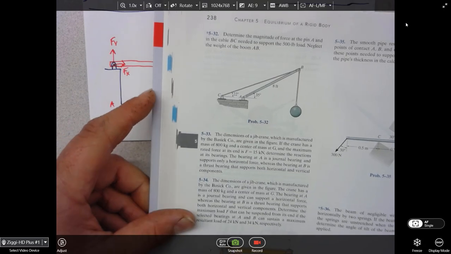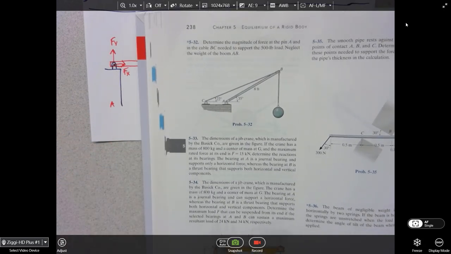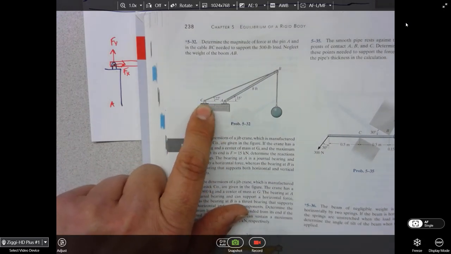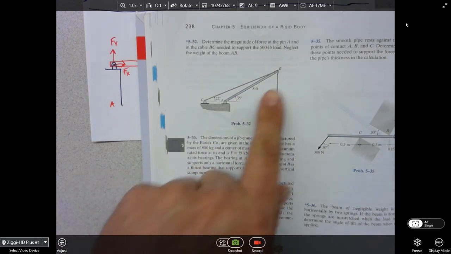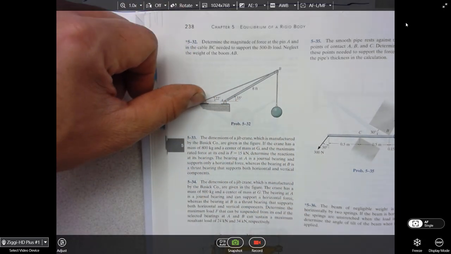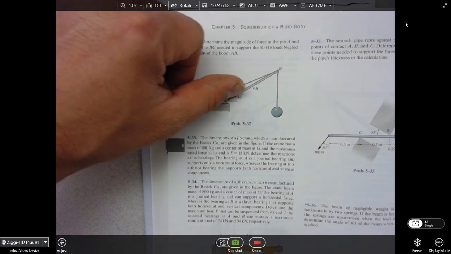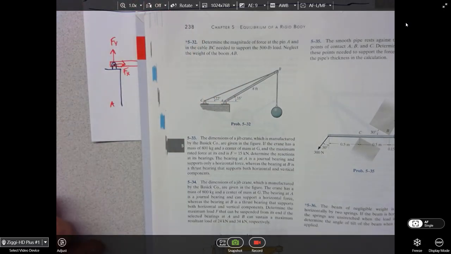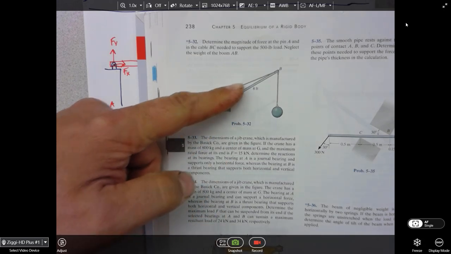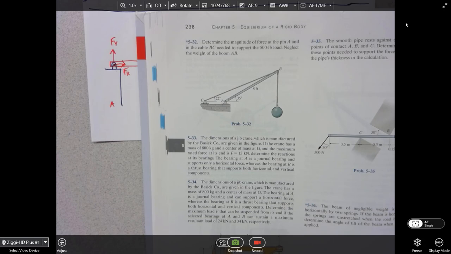How about my jib crane here? We have two pins, so it seems like we'd have four unknowns, right? But it's a cable tension. Exactly. Sierra's got it. It's a cable that goes from C to B, and therefore we know the direction of that force. So it would just be one unknown there because we know its direction. It wouldn't be a CY and CX. It'd just be a tension at 22 degrees.